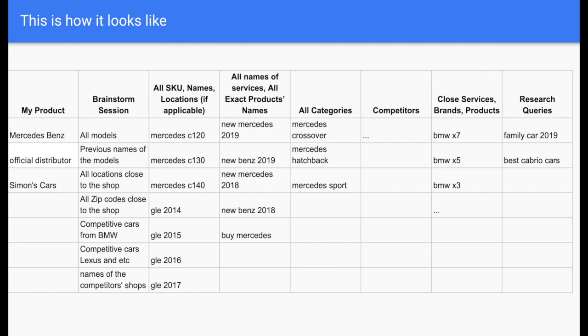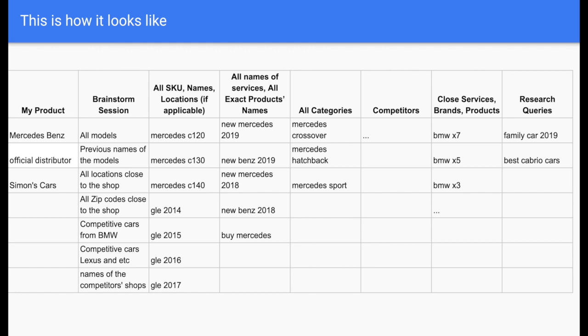In case you have a Mercedes-Benz shop, an official distributor called Simon's Cars, which direction should you go? So this is the first column, not the 0 column, my product. The first column, brainstorm session, is the column that you're filling with the ideas of what should be on the right side of this page. And then you go through each column and fill it with the details, like SKU, which in case you're selling a Mercedes is the model numbers, model years, model names, and names of the services is just new Mercedes-Benz 2019 or new Benz 2019.